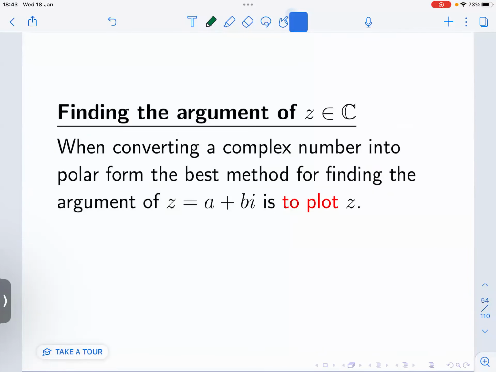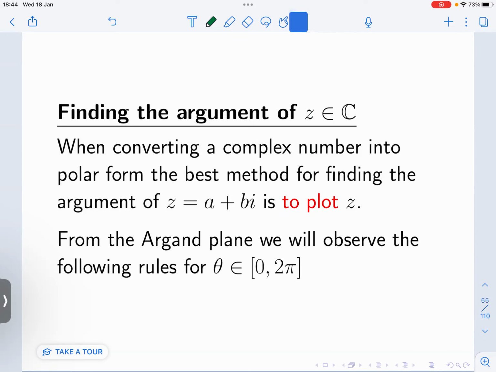Right, and then next we're going to show how to convert from rectangular form to polar form. So the most obvious way in determining the argument is to first plot the complex number on your complex plane to see in which quadrant we are in. Now for this purpose, if we restrict theta to be an element of [0, 2 pi), we are going to observe the following rules based on the Argand diagram.